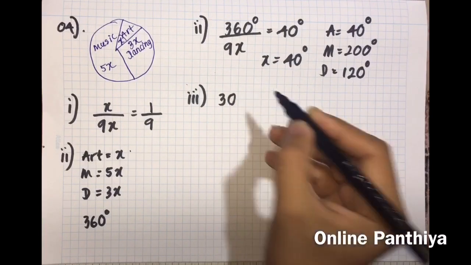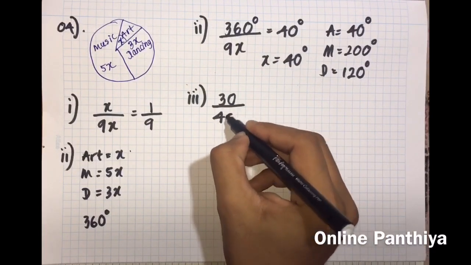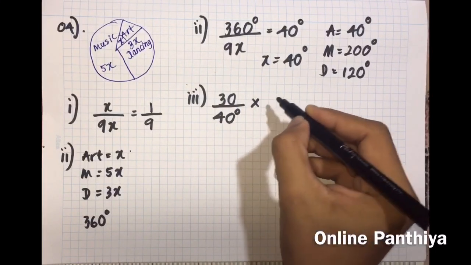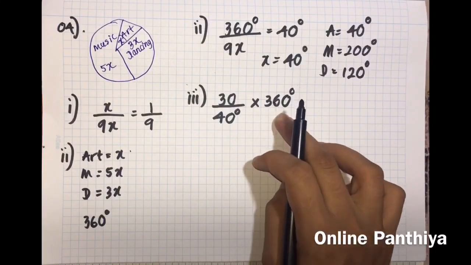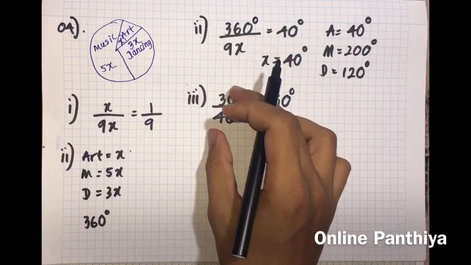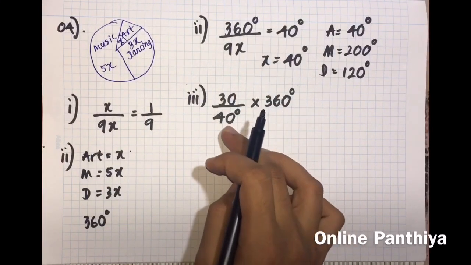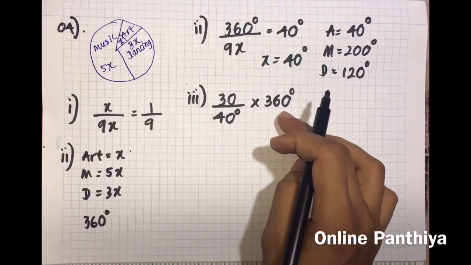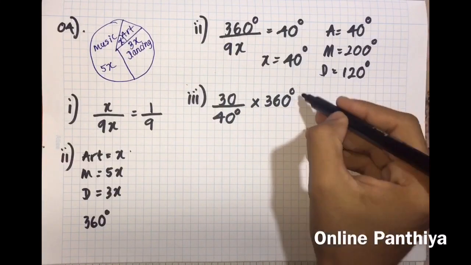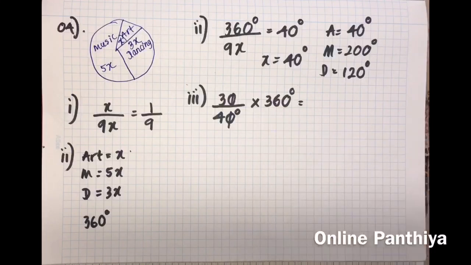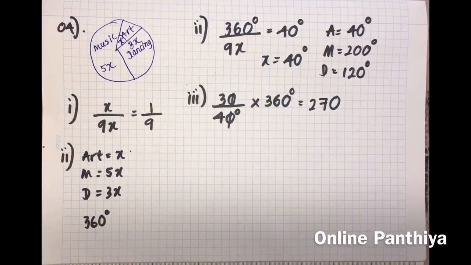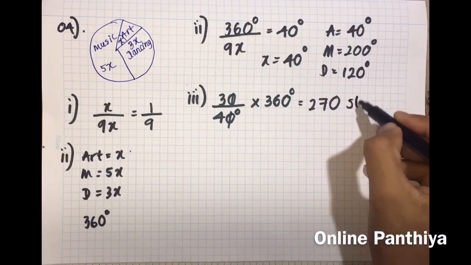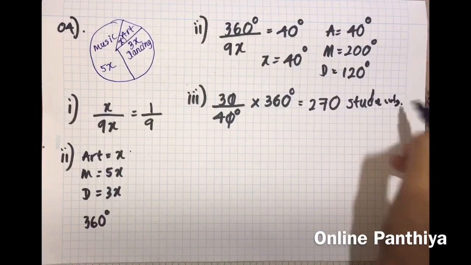30 students is represented by 40 degrees, so what is the total number of students represented by 360 degrees? Because 360 is the total angle. One piece of information is given: 30 students represented by 40 degrees, so how much is represented by 360 degrees? Once you simplify, you should get 270. So what is the total number of students? It is equal to 270 students. Okay, that part was clear.